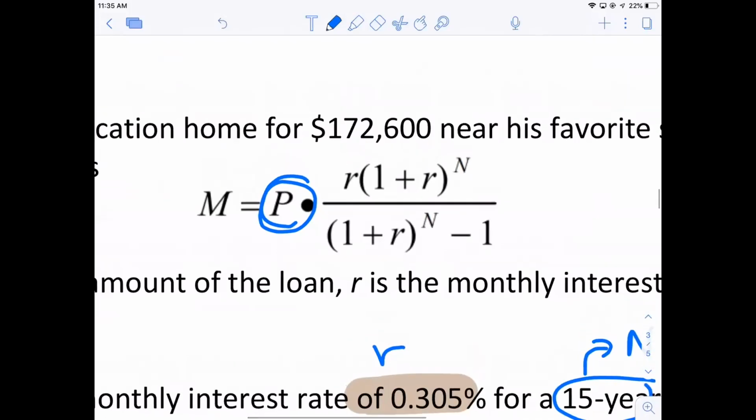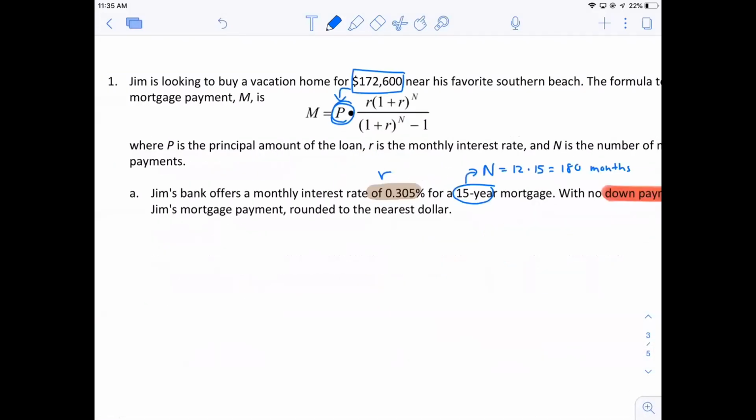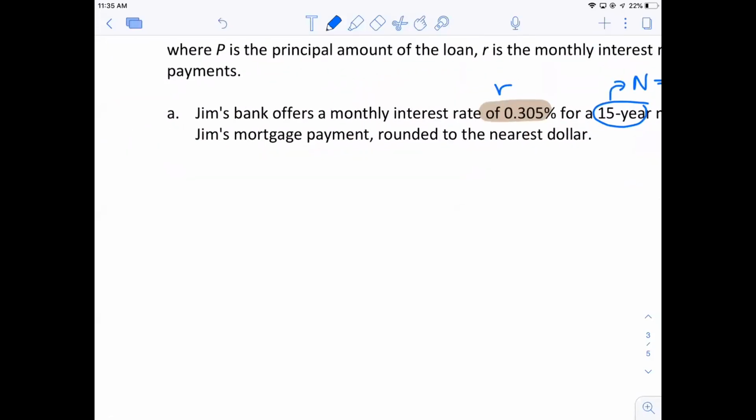You assume that if he's paying for this house with no down payment, he's not paying anything. So he has to pay the full amount. He has to pay $172,600. So that's gonna be the principal amount of the loan. It's how much he's borrowing. So let's plug everything into this formula.